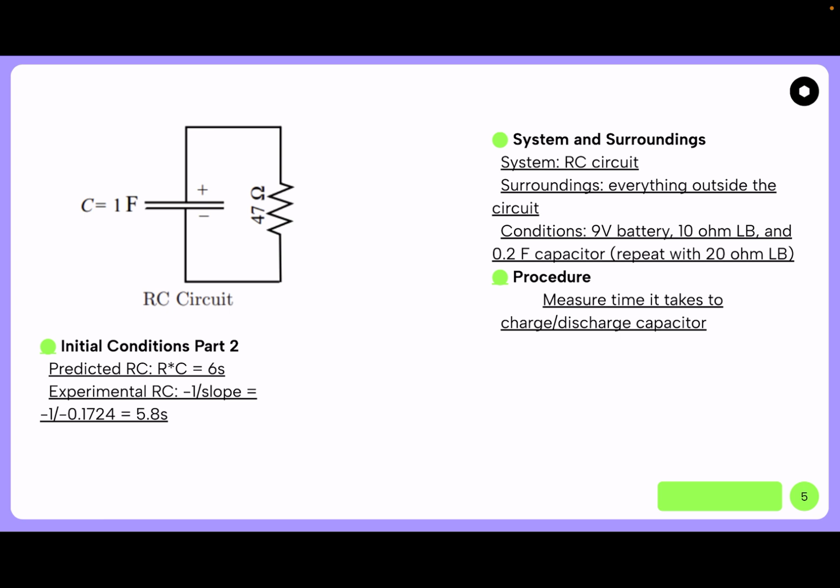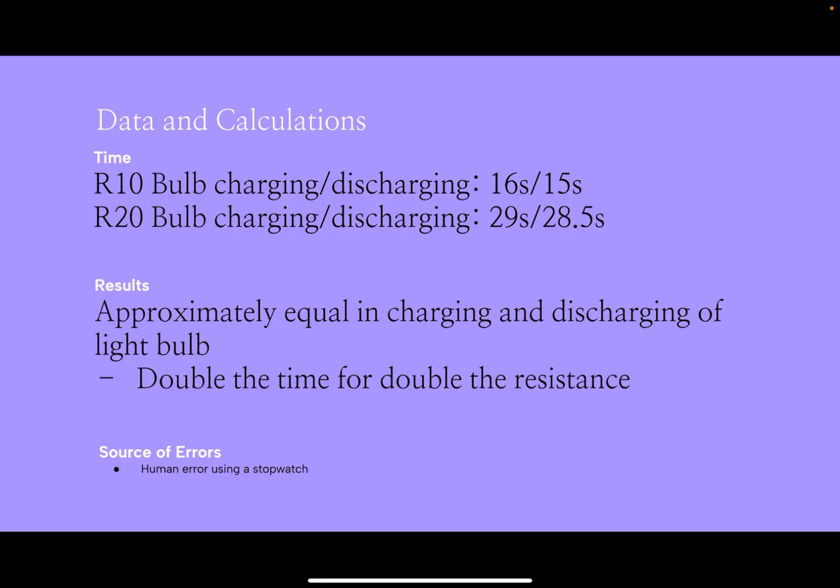In this, the predicted RC was equal to 6 seconds, and the experimental RC is equal to -1 over the slope, which we got as negative 0.1724, and that equals 5.8 seconds. So it was pretty close. So right off the bat, the source of error in this condition was very easily human error due to using a stopwatch. There was no possible way for us to stop the time at charging and discharging as accurately as needed scientifically.